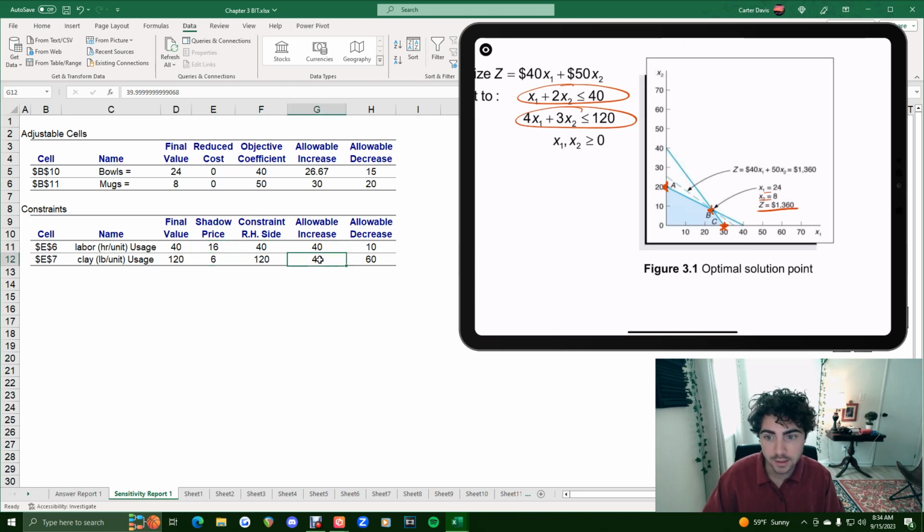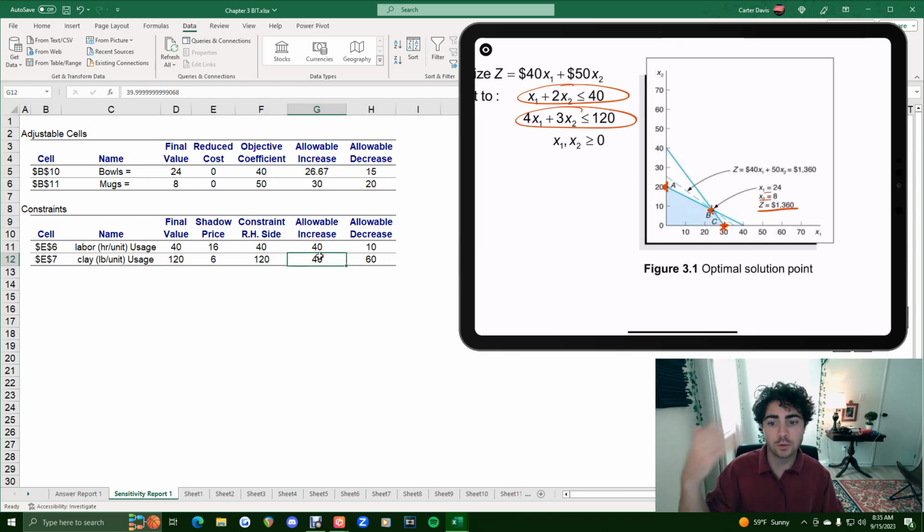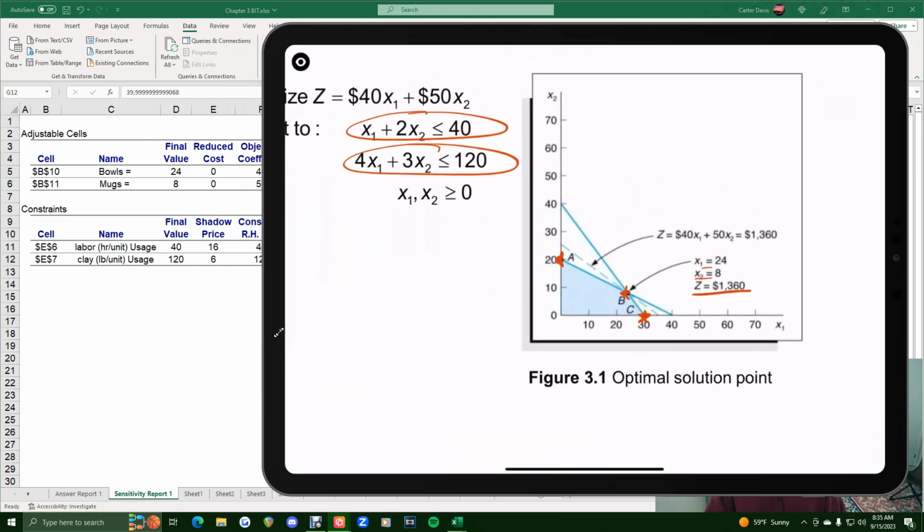Same rules apply to this. $6 per unit, pounds of clay. If you increase the pounds of clay by 1, you get $6 more, and you can do that up to 40 pounds of clay. So if you increased it from 120 plus 40 to 160, you can get 6 times 40 more dollars to your profit. Sorry, I'm a little rough. It's the first video of the day. I hope that makes sense.